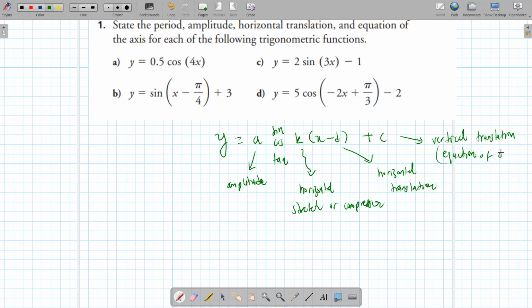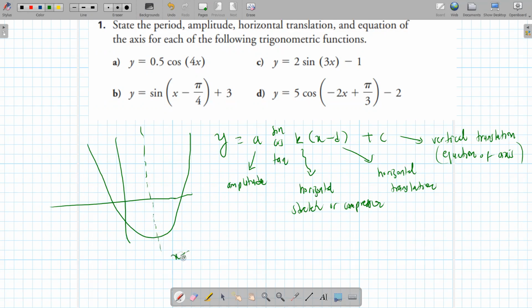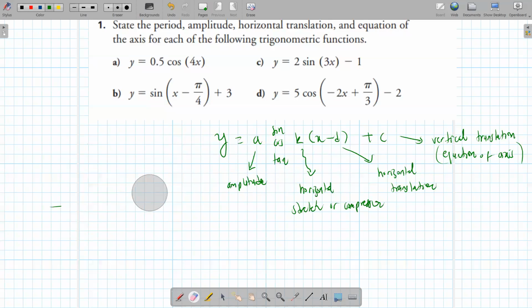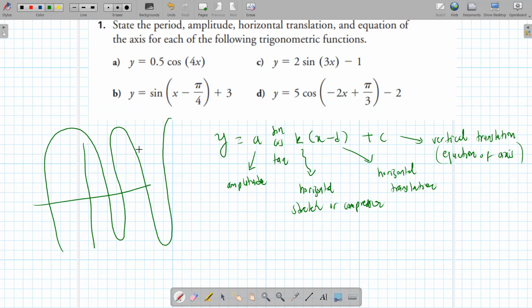I don't know if you remember in quadratics, we also had something called equation of axis or axis of symmetry, right? In quadratics, the axis of symmetry is a line that cuts the graph in half. It's a vertical line, so it's going to be like x equals 2 or something. In trigs, instead of being a vertical line, it's a horizontal line. Let's say this is the halfway mark. That's going to be your equation of axis. It's the c value: y equals whatever the c value is. Like let's say it's 1 here, y equals 1. Yeah, that makes sense.